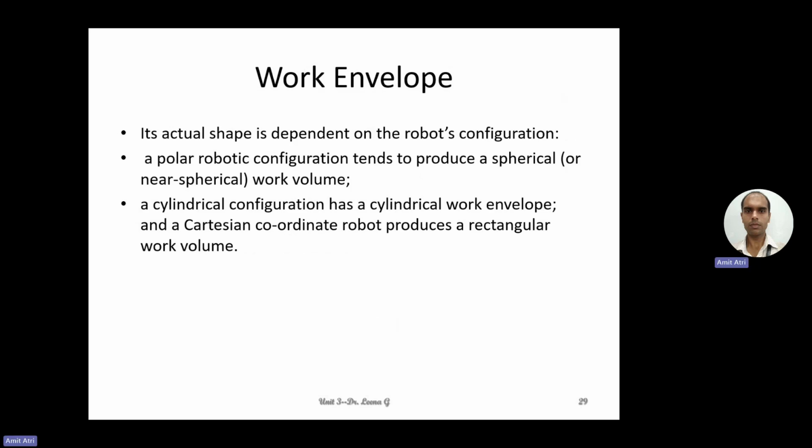The work envelope, that is its actual shape, depends on the robot's configuration. How many joints are there? The dimension of the links, type of joints, number of joints, size of the links. So these factors matter. A polar robotic configuration tends to produce a spherical or nearly spherical work volume. Then a cylindrical configuration has a cylindrical work envelope, and a Cartesian coordinate robot produces a rectangular work envelope.